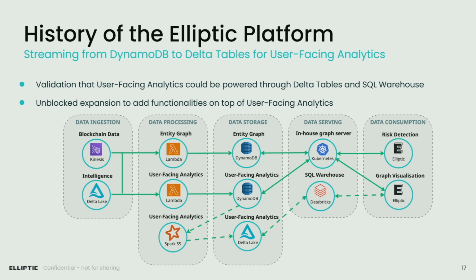That's why you can see that we didn't touch the main architecture, but with dotted lines, we added extra computation, extra storage, and extra read computation to power user-facing analytics, right? So this quickly allowed us to expand the functionalities on user-facing analytics without committing much engineering resource, essentially, and again, allowing us to expand, right? We just essentially stream all the data coming from Dynamo using Spark streaming, storing it into Delta, and then querying it through SQL Warehouse.